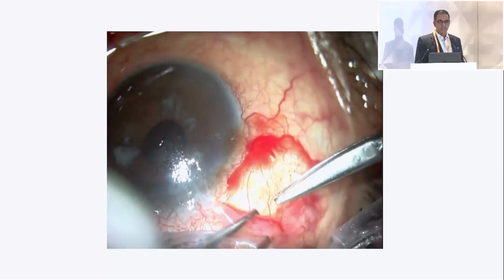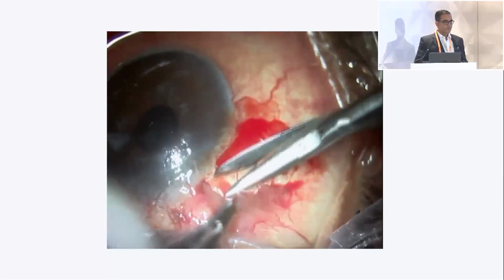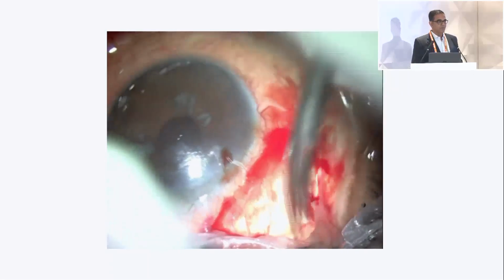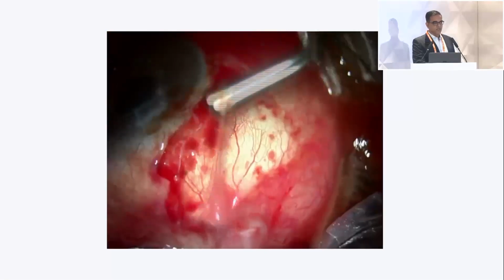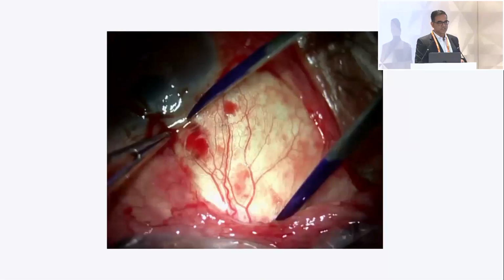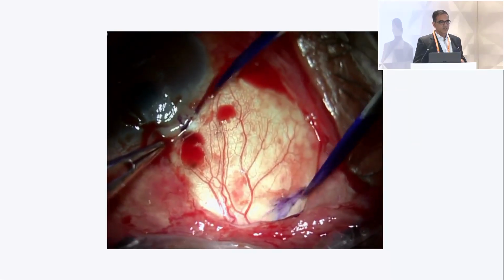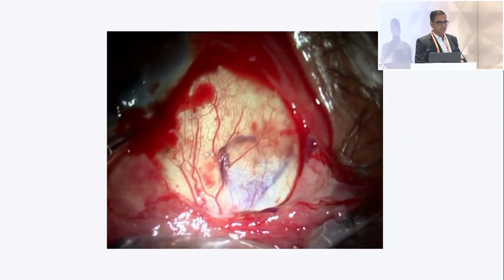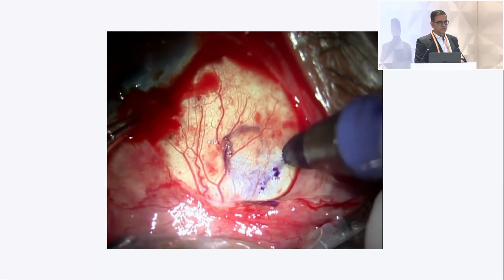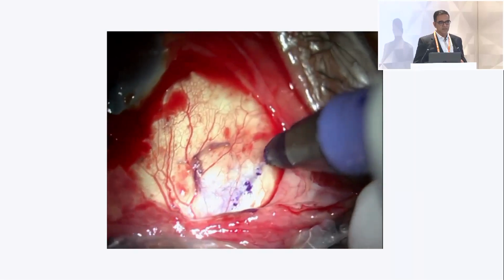Conjunctival peritomy, 3 to 4 clock hours. And dissect the subtenon pocket. And you can also use a muzzle hook to clear the adhesions if you have a lot of adhesions. And you mark the 8 millimeters from the limbus. And you can decide where you're going to place the sutures. You can also mark that as well.